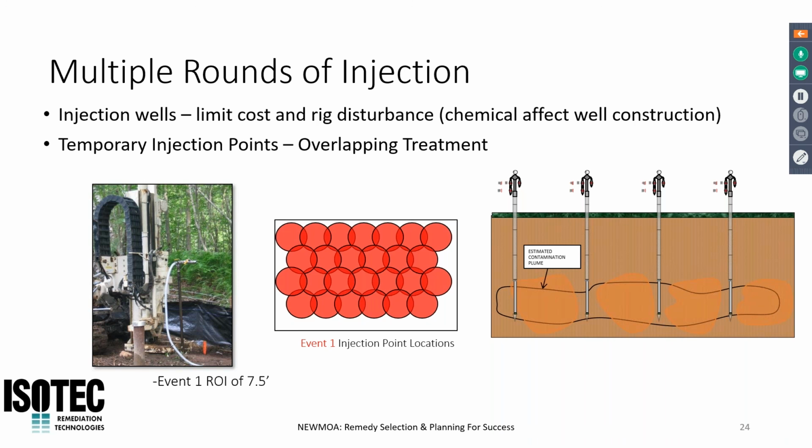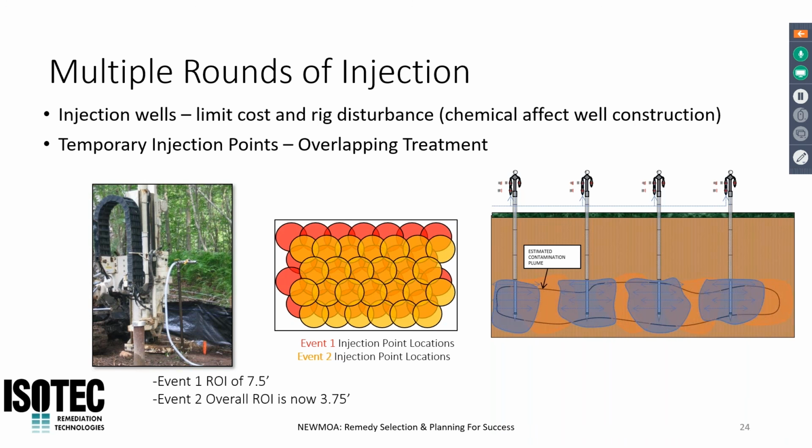But another thought on temporary injection points is the ability to do overlapping treatment and really improve that contact and delivery. So if we think here, we've got these red circles, and that would be our grid layout of injection points for the first event. If we come out with a second event, we can offset those. So if in the first event we were looking at a 15-foot grid spacing, a 7.5-foot radius of influence, well, we can offset that whole grid by 7.5 feet. And now if we have two events, we're achieving almost a 3.5-foot ROI, but we're getting a much better delivery network with that.